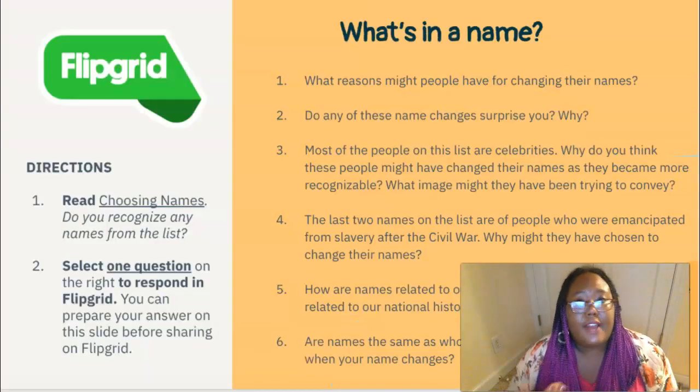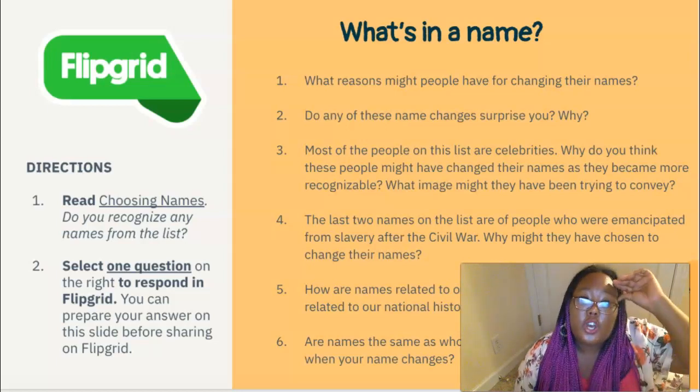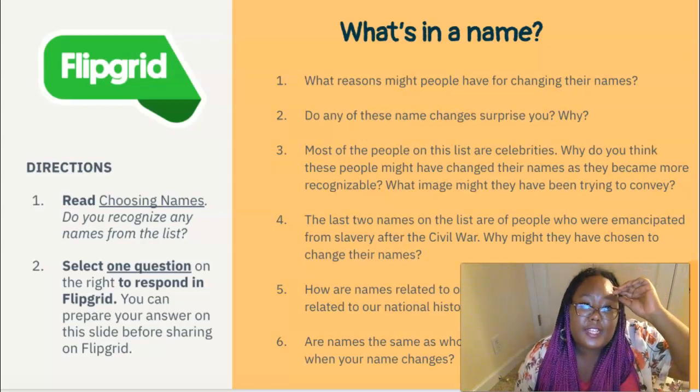Lastly, we have an activity. I really like using Flipgrid. We mentioned that this activity is for ELs, although it can be used by anyone, but especially for ELs, Flipgrid is a really important tool because it gives them the opportunity to practice their oral language skills. So there are some questions and some activities.